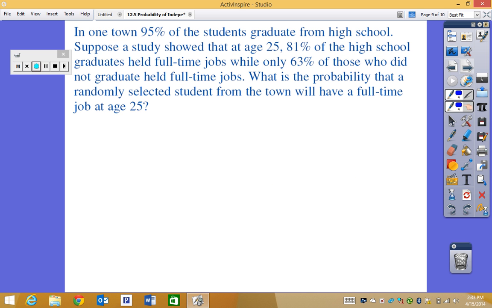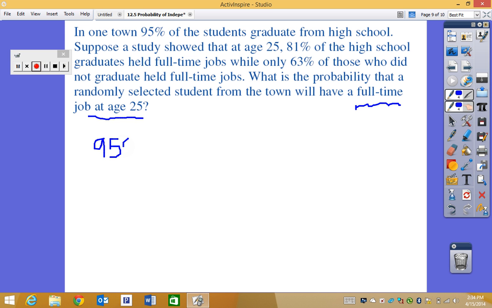In one town, 95% of the students graduated from high school. Suppose a study showed that at age 25, 81% of the high school graduates held full-time jobs, while only 63% of those who did not graduate hold full-time jobs. So what's the probability that a randomly selected student from town will have a full-time job at the age of 25? I think a little diagram could help explain this problem.